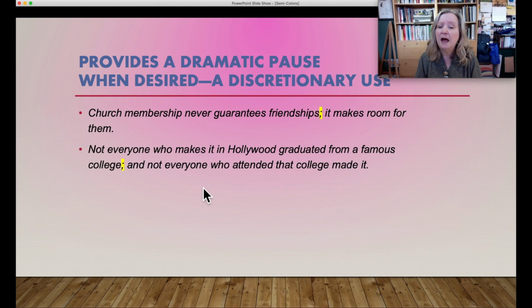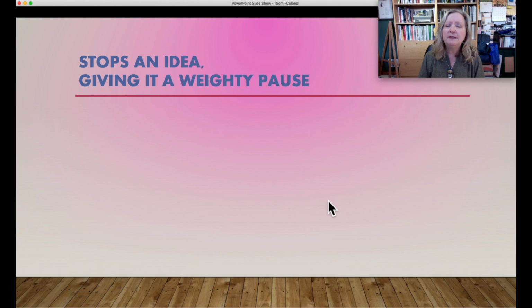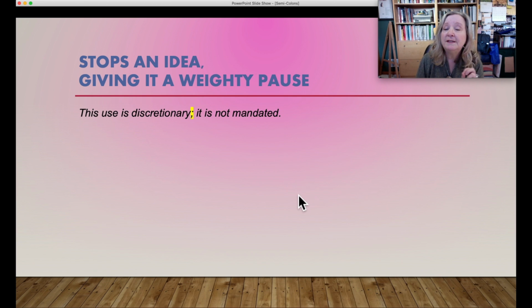Not everyone who makes it in Hollywood graduated from a famous college; and not everyone who attended that college made it. Okay? Adventure vacations can be life-changing; it all depends on the guides. Now, this is another way where you can just give one of your ideas some kind of weighty pause. This use is discretionary. It is not mandated. Again, it is not mandated. They're both complete sentences. But if you're writing something and the ideas are related closely enough and you want to keep them together in the same sentence, you may use a semicolon.